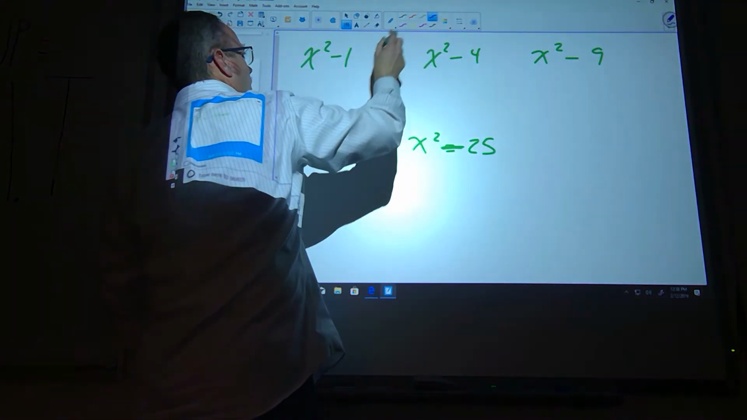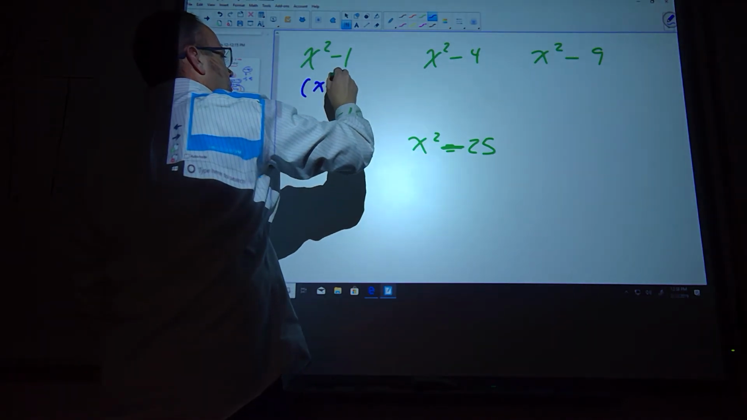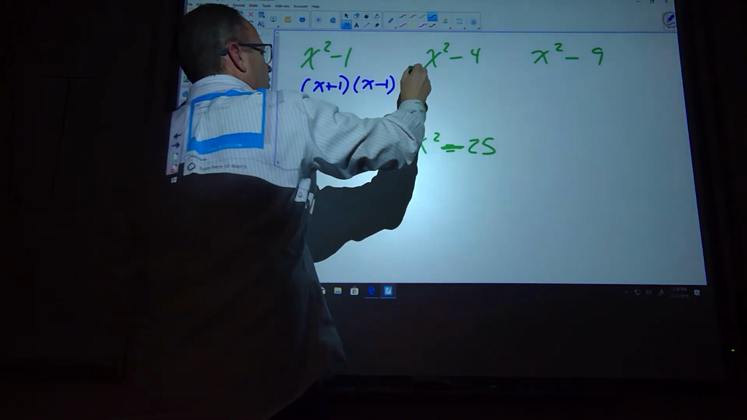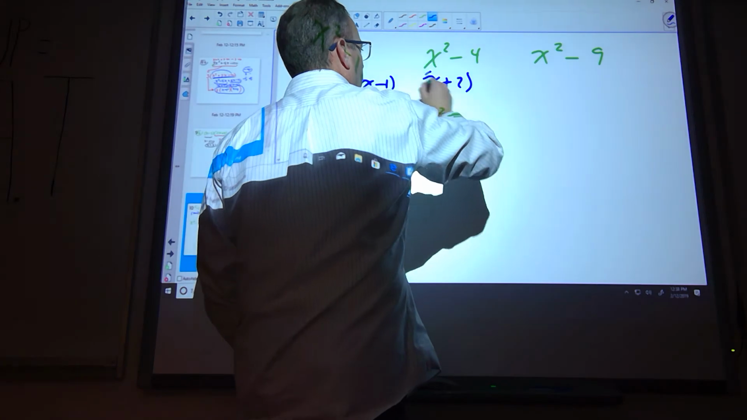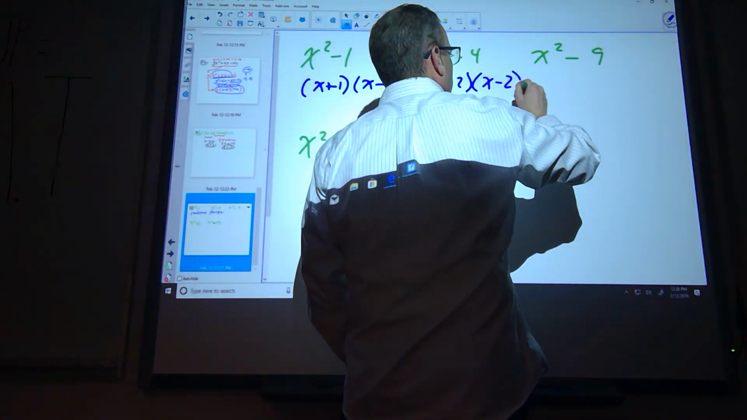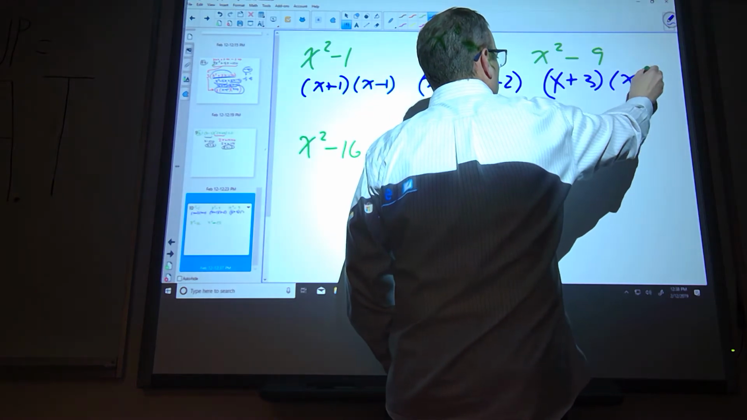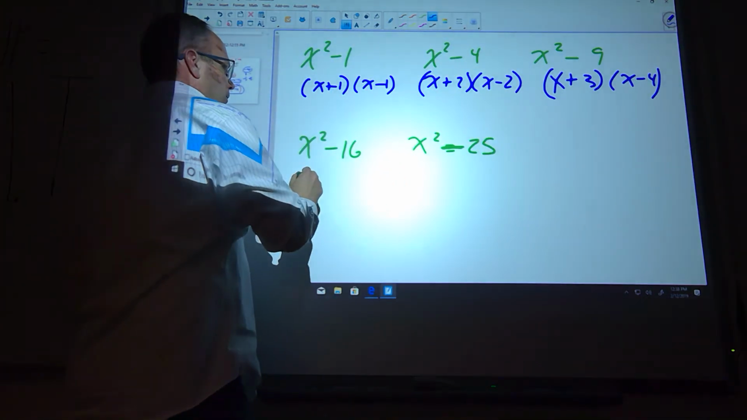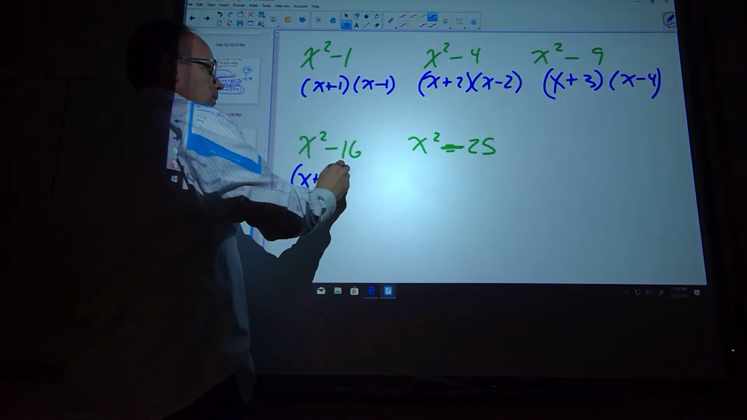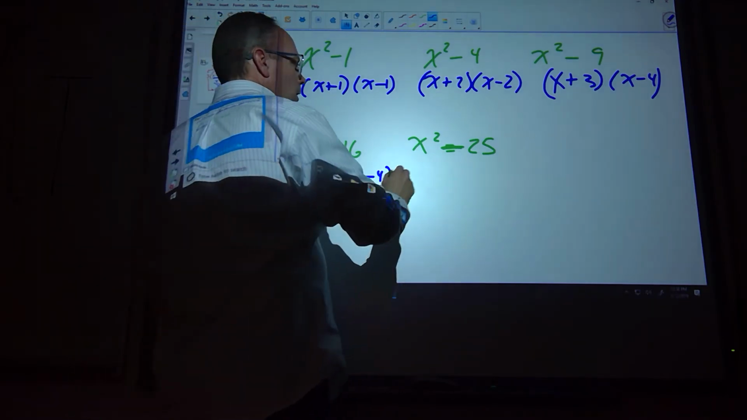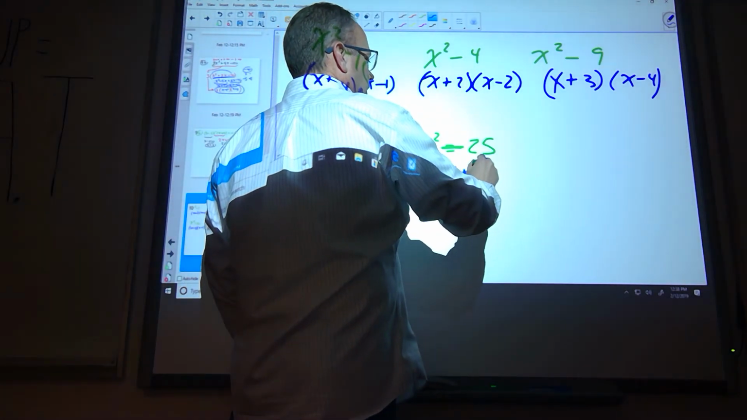Okay. So these are all difference of two squares. So that's x plus 1, x minus 1. This is x plus 2, x minus 2. This is x plus 3 and x minus 3. So this is x plus 4, x minus 4. And this is x plus 5 and x minus 5.